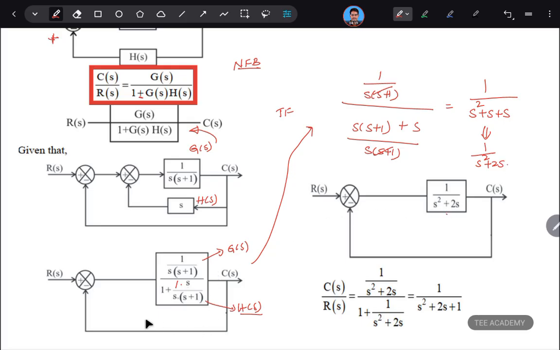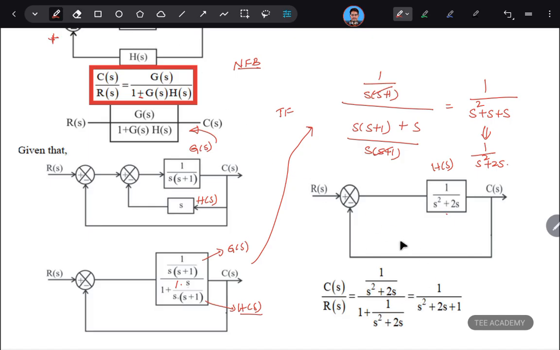Now there is a feedback loop here again, so again consider this feedback loop. In this case, H(s) is equal to 1. Again simplify this formula: 1 by, so now this will be H(s), sorry, this will be G(s). I will try to erase this here.